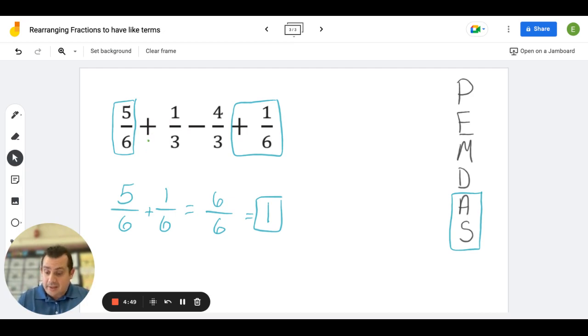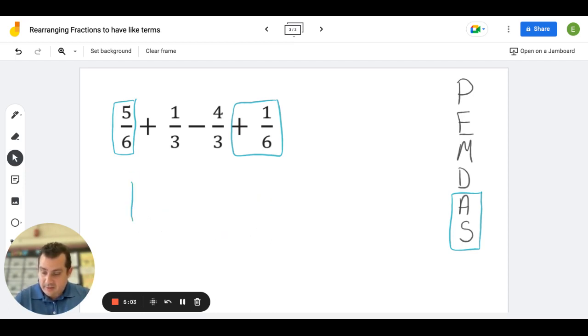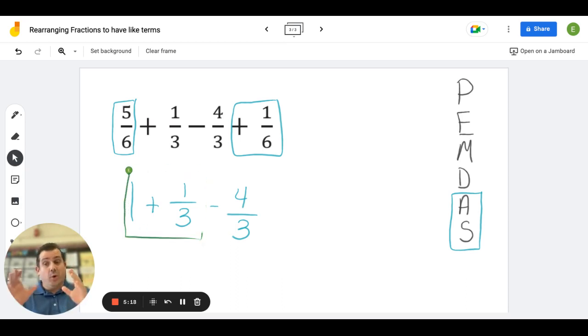So really what I'm doing here, I'm at that 1 whole. So I'm going to erase this, and I'm going to write I had 1 whole, and now I'm going to add 1/3 and subtract 4/3. How could I combine 1 and 1/3? You are able to add a whole number and a fraction. It's going to give you a mixed number. So here I'm going to have 1 and 1/3.